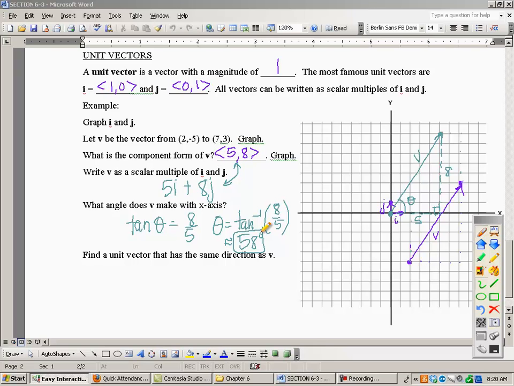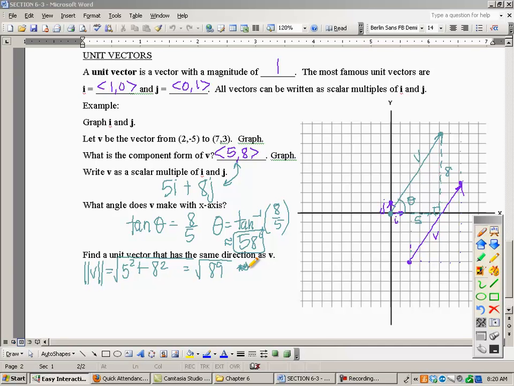Now, the last part says a unit vector. Right now, we don't know the length or the magnitude of this vector v, so we have to start by finding the magnitude. The magnitude of v, because I've put v in standard form, is really the Pythagorean theorem. Find the hypotenuse. So it's the square root of 5 squared plus 8 squared, which is the square root of 25 plus 64, which makes 89. We're going to leave it as the square root of 89.